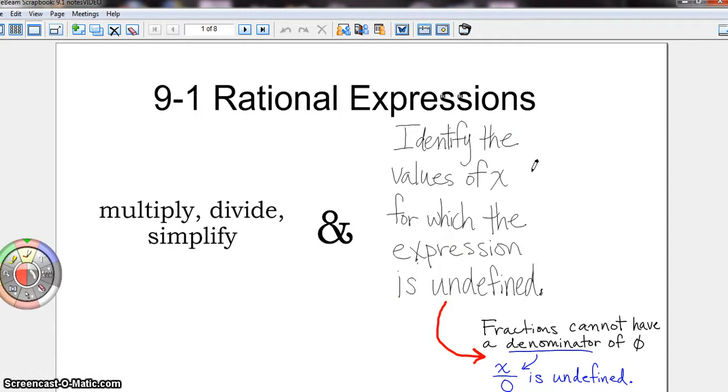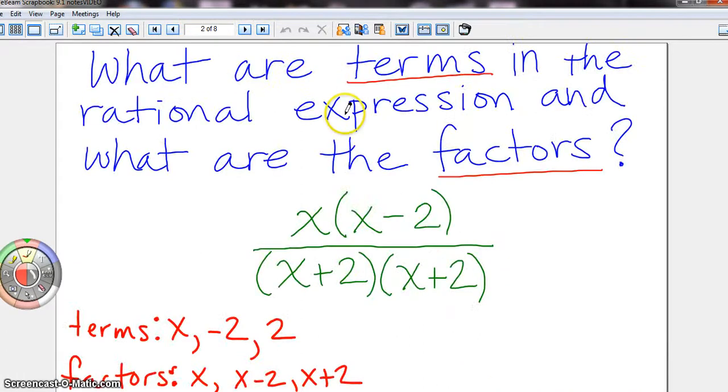So remember that denominators of fractions cannot be 0. That would make your fraction undefined. So we'll be talking about that domain value again. If you'll take a look at this rational expression, what are the factors and what are the terms, because I have that backwards, within this rational function?